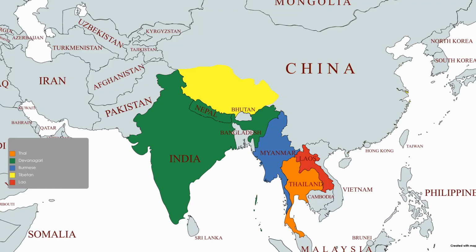Thai is spoken in Thailand. Devanagari is used in a lot of Indian languages in India. Burmese is spoken in Myanmar or Burma. Tibetan is spoken in areas of China, and Lao is spoken in Laos. These are quite similar to consonant alphabets mentioned in part 1. The main difference being that in consonant alphabets, vowels are optional, but in alphasyllabaries, they are not.